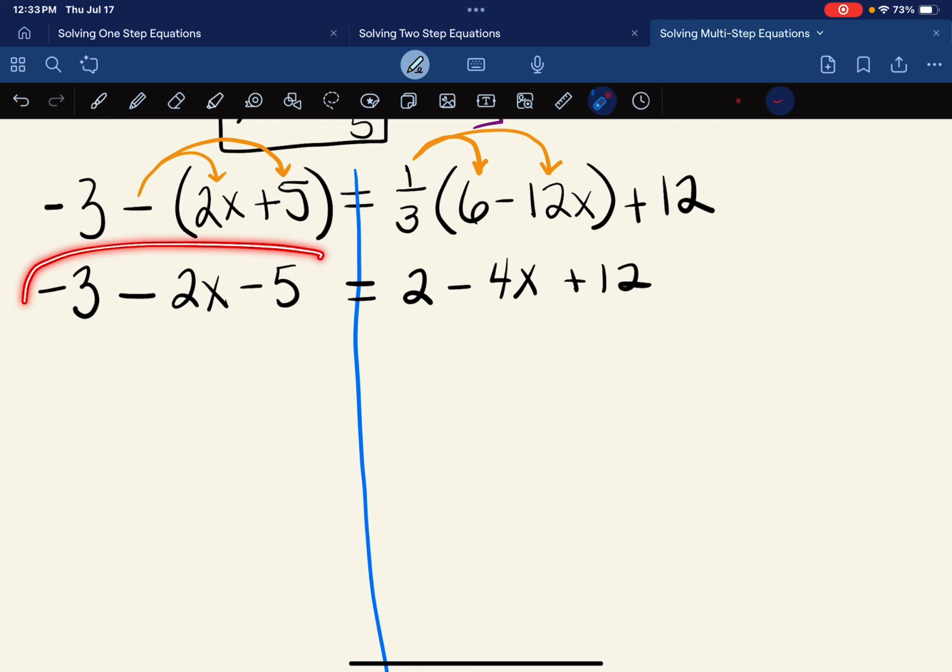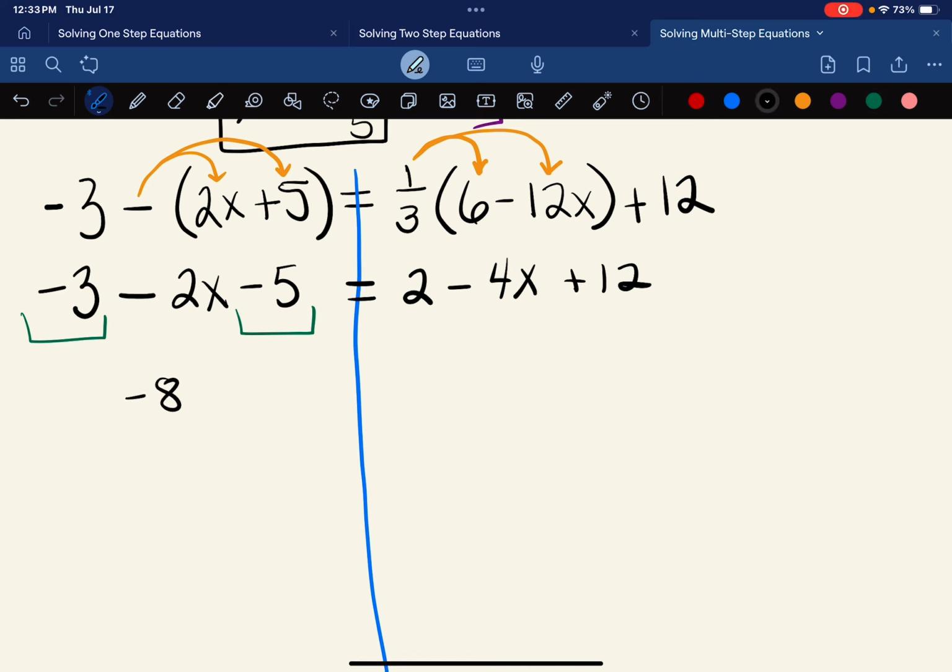What can I do to simplify the left side even more? Well, this time I see that I do have a minus 3 and a minus 5 right here. What is negative 3 minus 5? That's going to give us a negative 8. And I can bring down my variable term of minus 2x is going to equal.